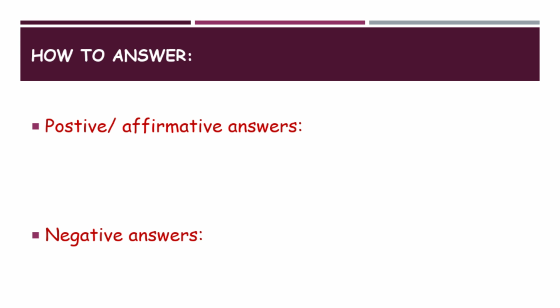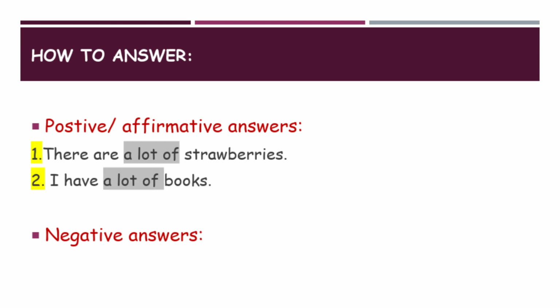There is a difference between the positive answer and the negative answer. Now we're going to see some examples. Example number 1, we can say there are a lot of strawberries. There are a lot of strawberries, okay? Example number 2, I have a lot of books. I have a lot of books. Number 3, I need a lot of eggs. I need a lot of eggs.